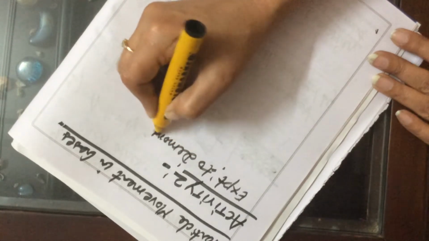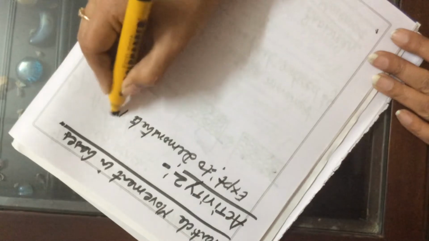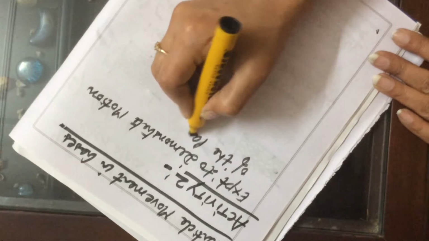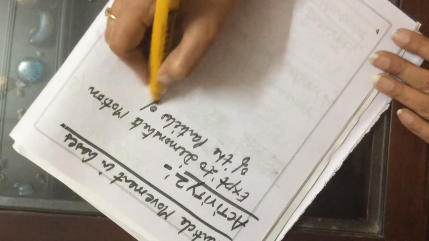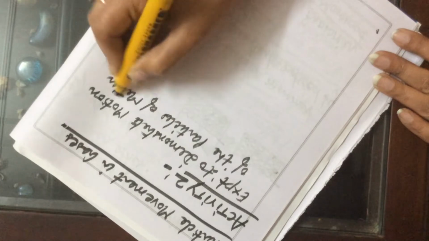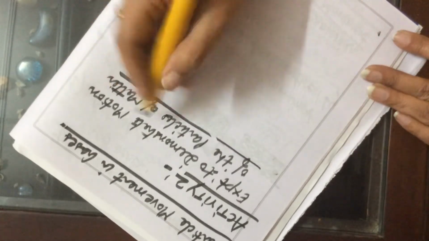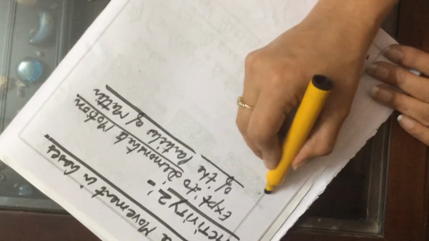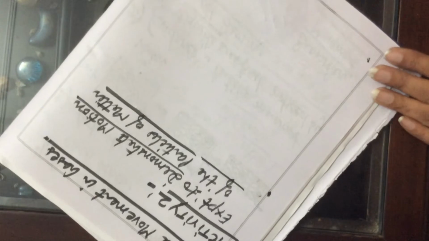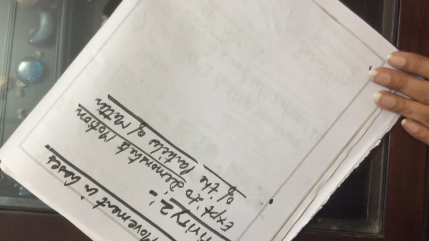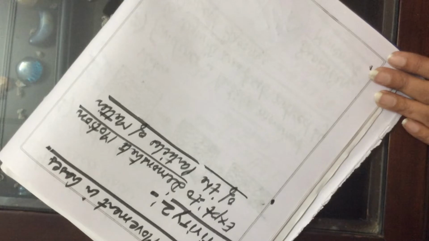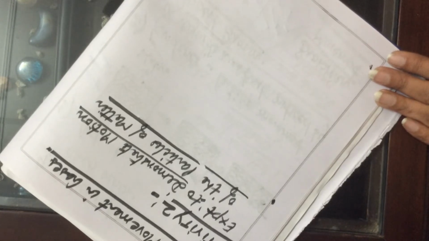To demonstrate motion of the particles of matter. To understand that particles of matter are continuously moving, place a bottle containing concentrated solution of ammonia in one corner of the room. Ammonia has a very strong smell. Remove the stopper of the bottle.